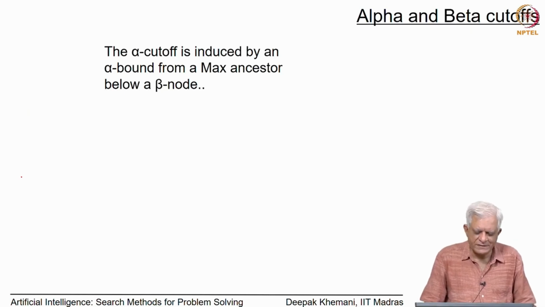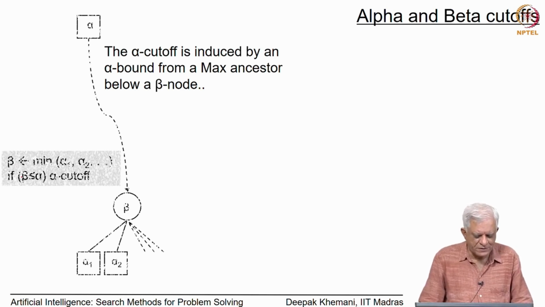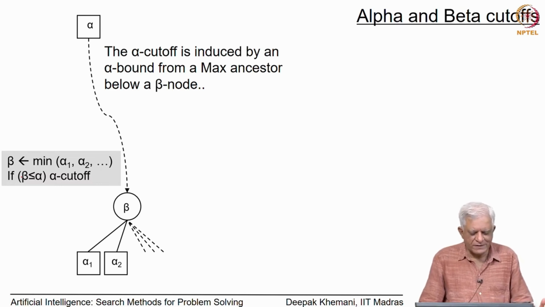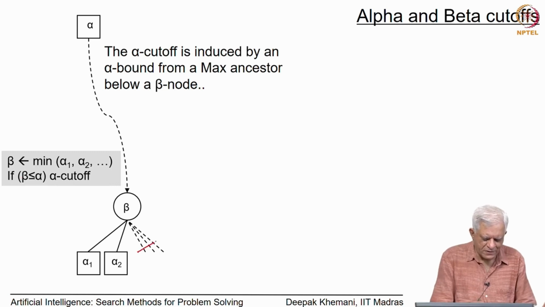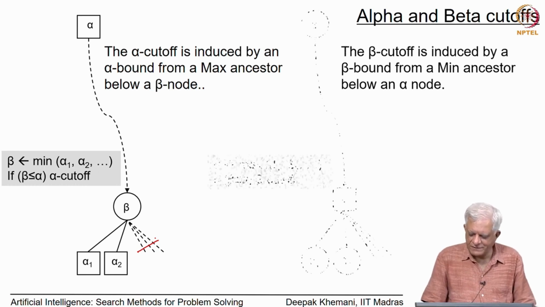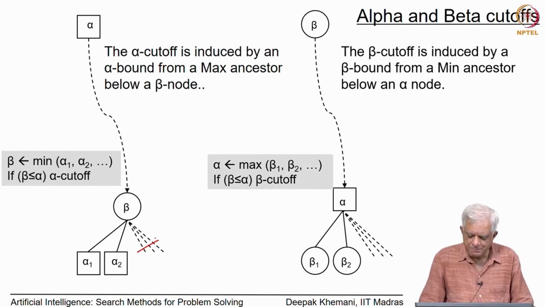And so, this was formalized as follows, that the alpha cutoff is induced by an alpha bound from a max ancestor below a beta node. So, whenever we are developing this beta node, if that beta value, which is the minimum of alpha 1, alpha 2 and so on, is becoming smaller than the alpha bound that it gets, then we introduce an alpha cutoff, and the alpha cutoff happens here. Likewise, if you are exploring an alpha node, a beta cutoff happens below an alpha node, and it happens because of the influence of a beta ancestor, and if the alpha value, which is looking for higher and higher values, becomes larger than beta, then a cutoff occurs, and this is called a beta cutoff essentially.